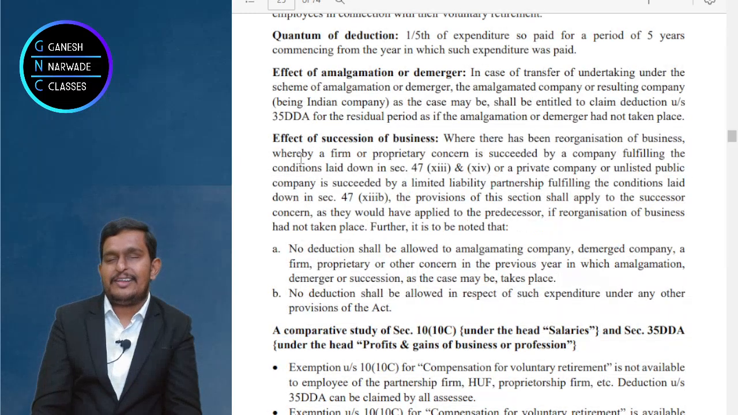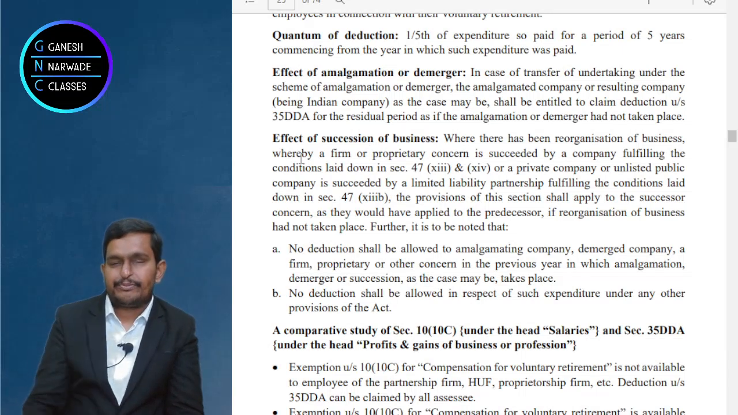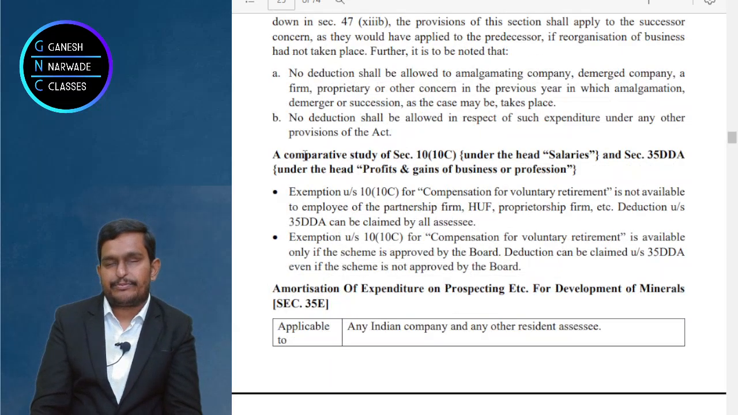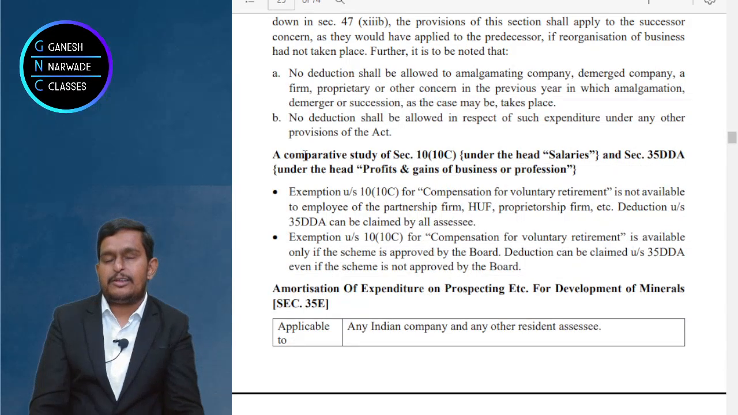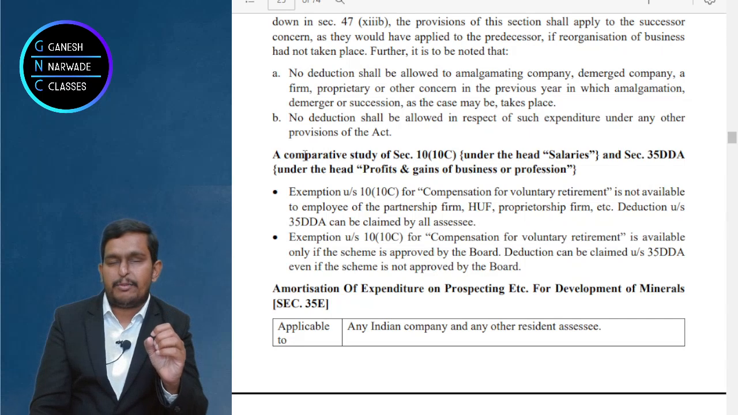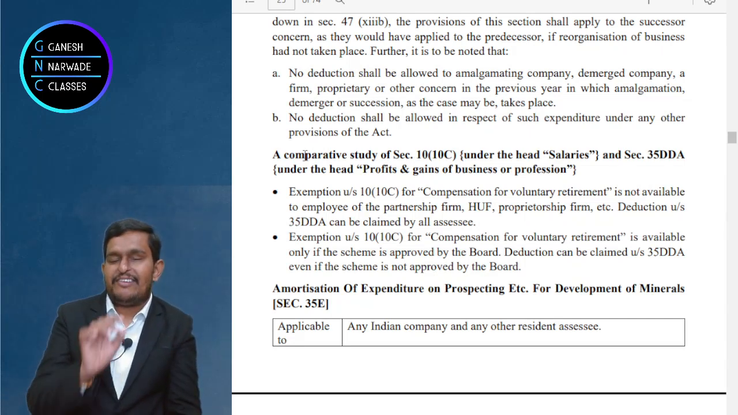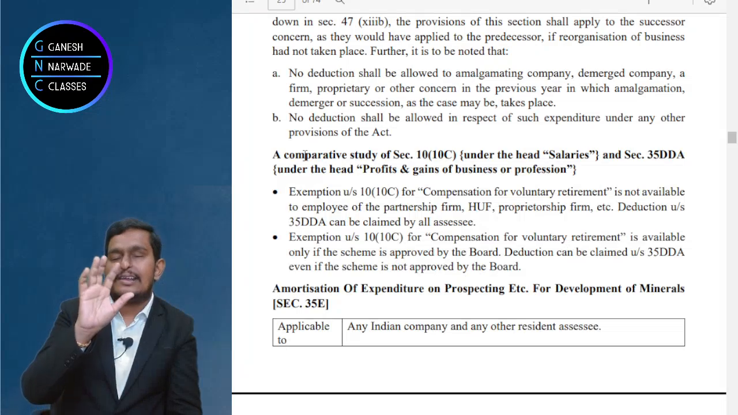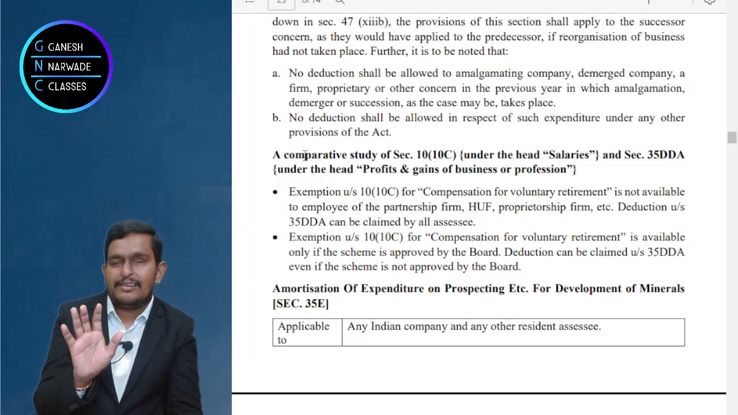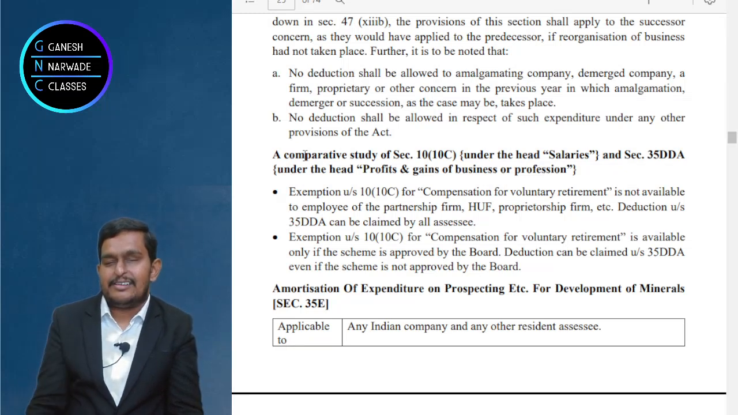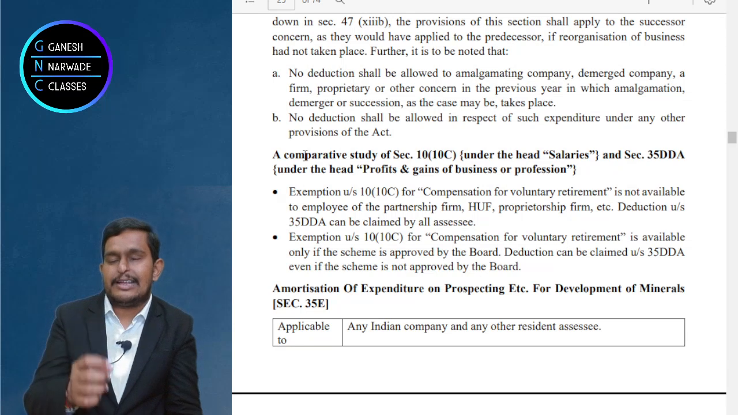Now there is a section which talks about voluntary retirement scheme, and that is under exemptions chapter 10(10C). That is under 10(10C). So it actually gives exemption to the employees. Actually 10(10C) talks about exemption to employees. 35DDA talks about exemption to the organization. Difference you understand, right? If suppose Reliance is claiming deduction, Reliance will get the deduction under 35DDA and employee will get under exemption 10(10C). Okay, difference is clear.